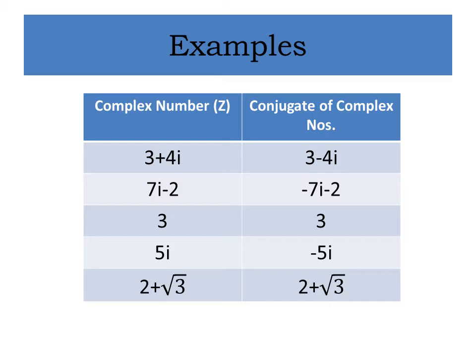Next one is 7i minus 2. It becomes minus 7i minus 2. Then 3 is a purely real number and there is no imaginary part of the complex number. Therefore, it remains as it is. This is the purely imaginary part of a complex number, and changing the sign of this number gives minus 5i.